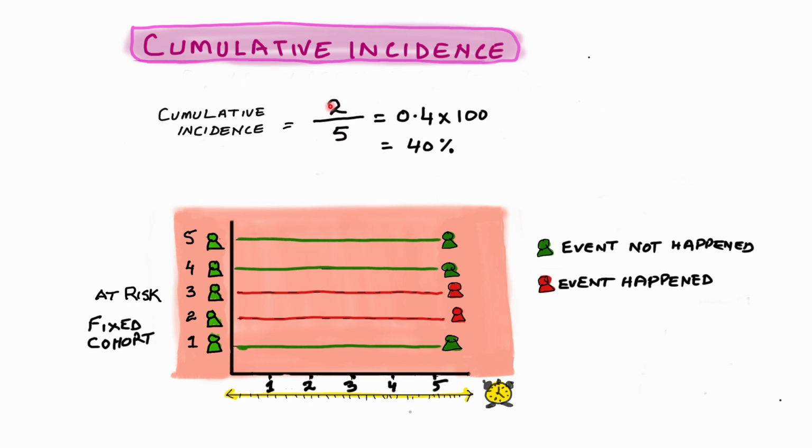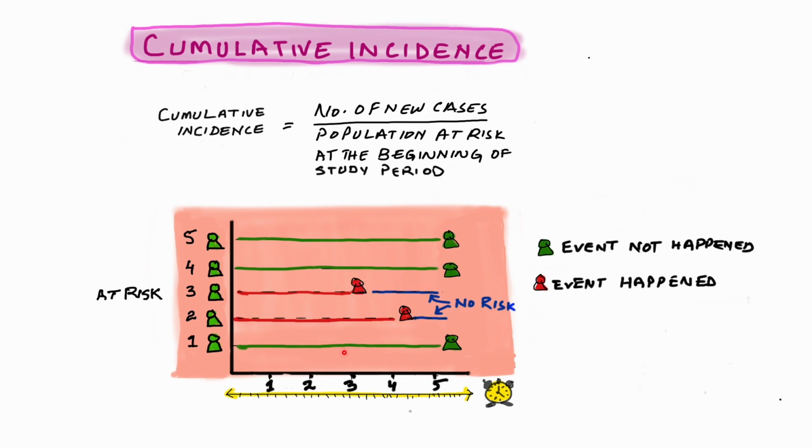Here the numerator is a subset of the denominator. That's why cumulative incidence is a proportion. It can take values between 0 and 1 or between 0% and 100%. A cumulative incidence of 0% means that no one developed the disease, whereas a cumulative incidence of 100% means that everyone developed the disease during the study period. To calculate cumulative incidence, participants should ideally be observed until either the end of the study period or the onset of disease, whichever comes first.